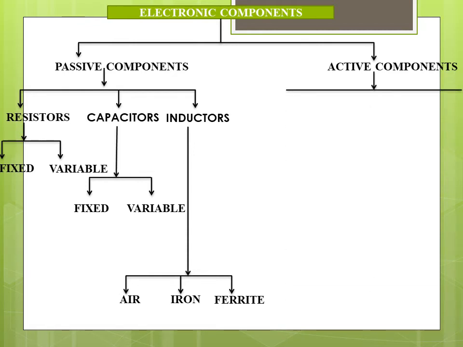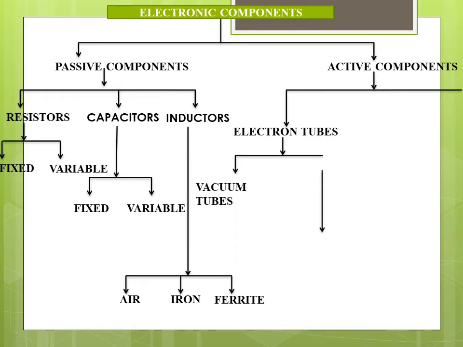Next comes the active components. Active components are classified into two parts. First comes the electron tubes. Now, what are electron tubes? The name itself signifies the component will just look like a tube. Before the invention of advanced technology, electron tubes were used in the manufacturing of our electronic devices. Computers were also manufactured using electron tubes. When we go to the generation of electronic components, or we can say the hierarchy of computers, electron tubes come under the first generation. Electron tubes are further classified into vacuum tubes and gas filled tubes.